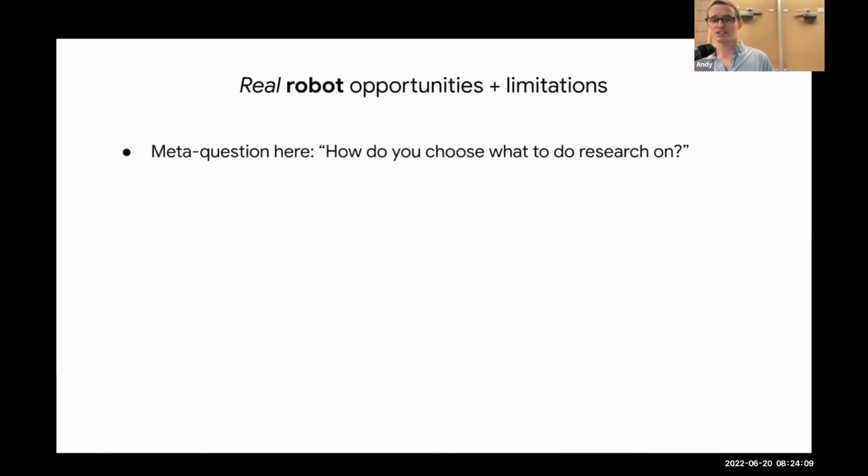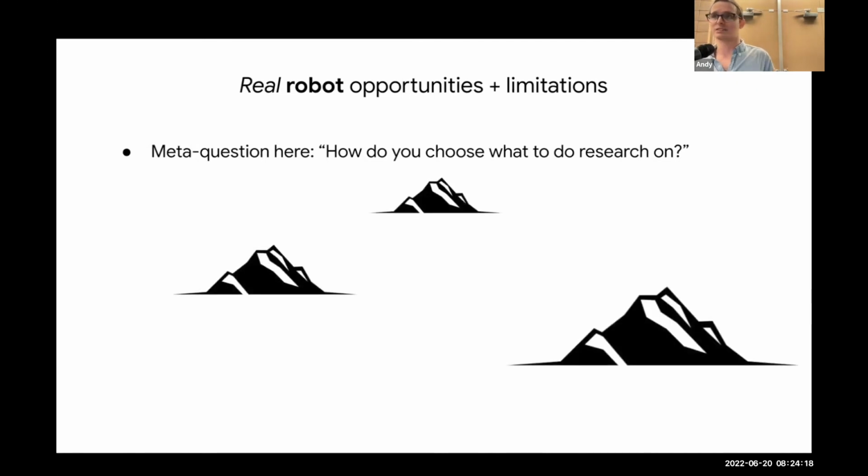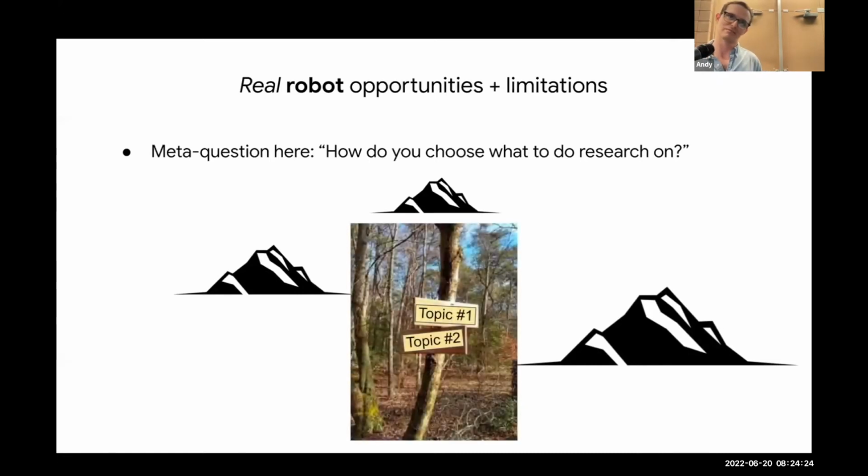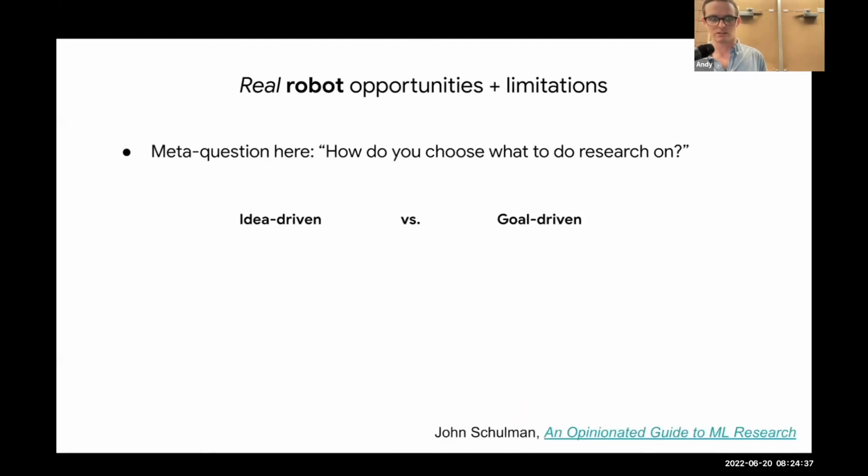The real meta question here is, how do you choose what to do research on? What mountain do you want to go climb? When you're wandering through the forest and you've got topic 1 and topic 2, and your advisor wants to work on topic 1, but you're like, I don't know, topic 2, how do you choose what to work on? This is one of the key things in research, and applies everywhere. But I think it's especially interesting to think about in robot research.